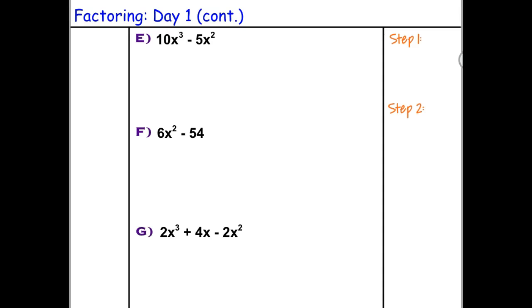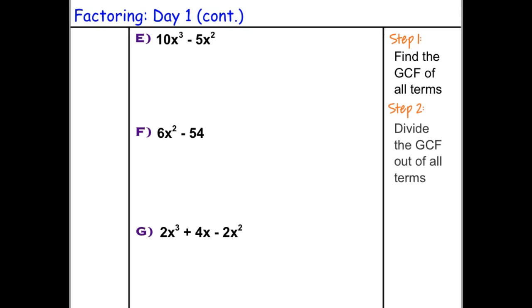Starting with that GCF, what we need to first do is find the GCF of all the terms, and then we're going to divide it out of all the terms. I look here and I see that 10x cubed is one of my terms, and negative 5x squared is my other term. Both of them can be divided by 5. They can also both be divided by x squared. So I'm going to write that I'm dividing them both by 5x squared.